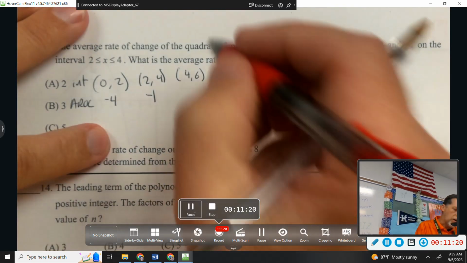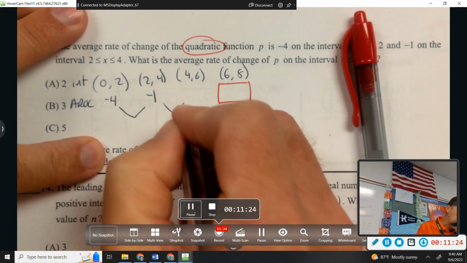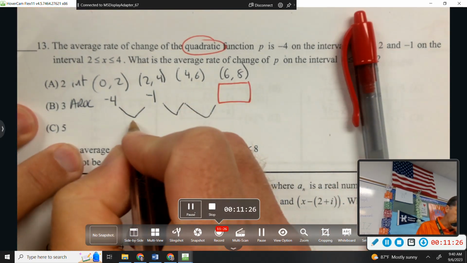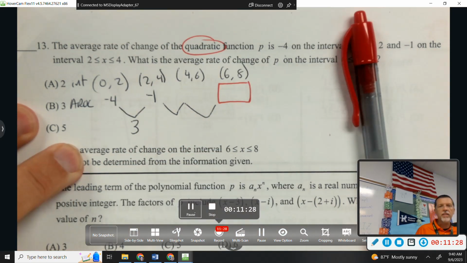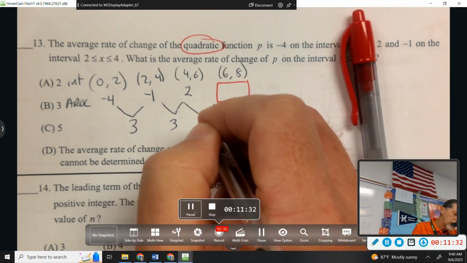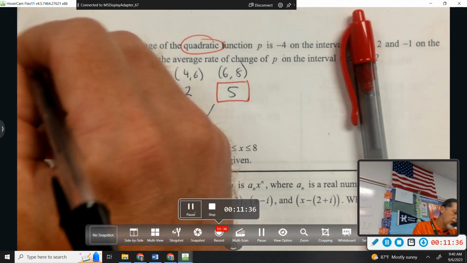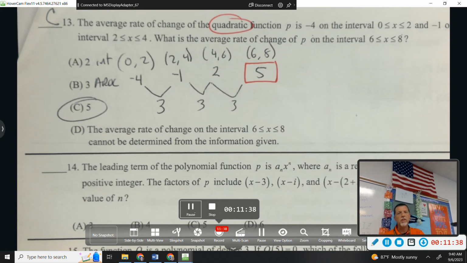Now, quadratic means this second difference is going to be the same. So we increase 3 to get to -1. We'll increase 3 to get to 2. We'll increase 3 to get to 5. So answer choice C.